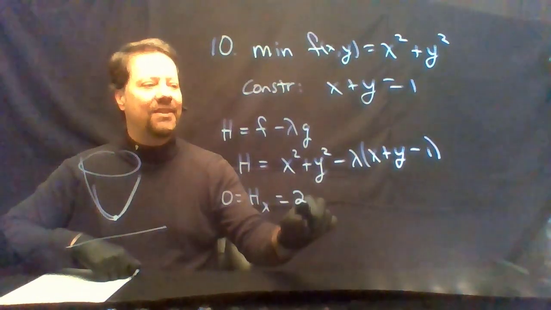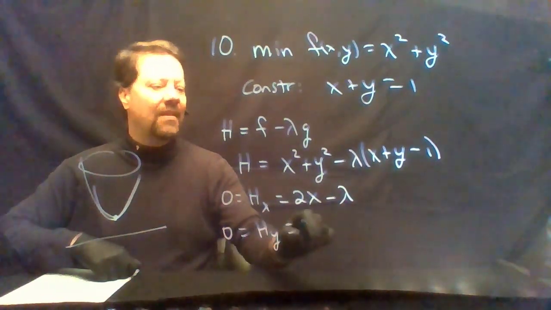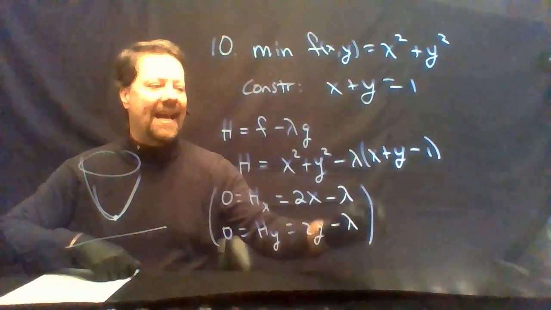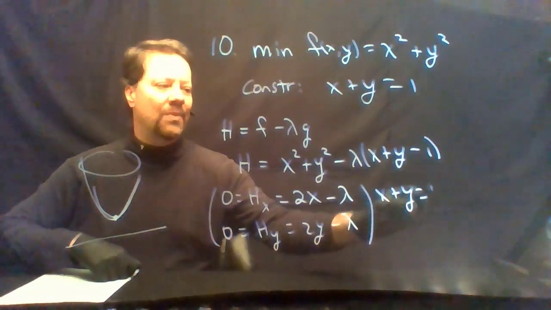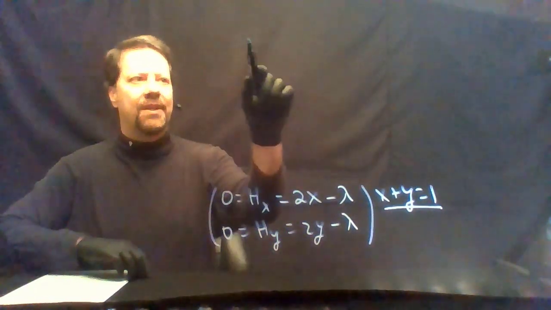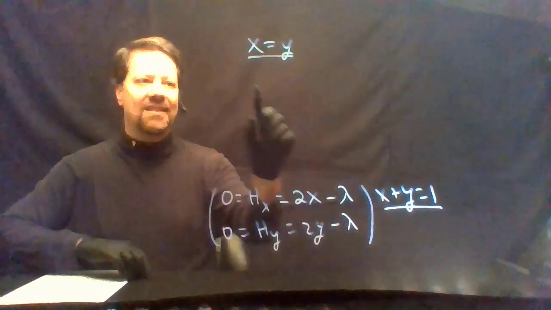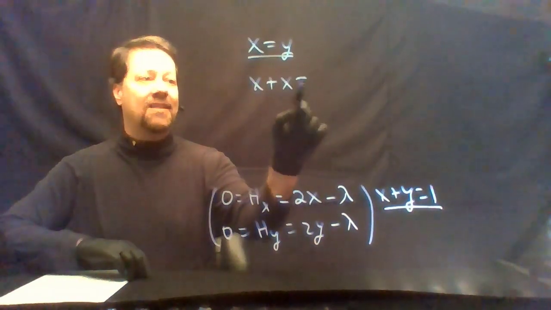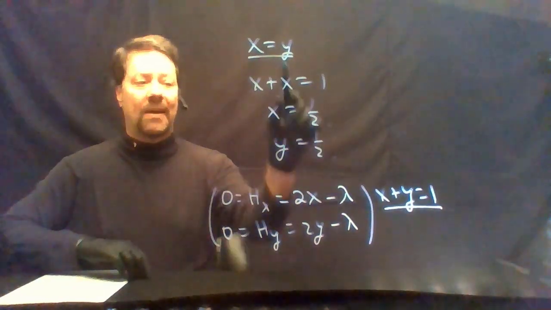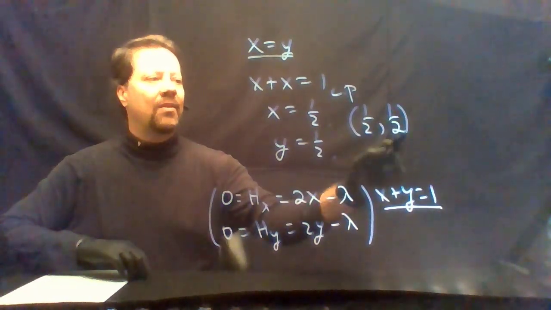Here we'll have 2x minus lambda, 2y minus lambda, that's 2 equations and 3 unknowns. To these we add x plus y equals 1 as the third equation. Eliminating lambda from the first 2 equations, we end up with x equals y. If x equals y in the next constraint, we have x plus x equals 1 or x equals 1/2. That implies that y is also 1/2, so we have only one critical point: 1/2, 1/2.